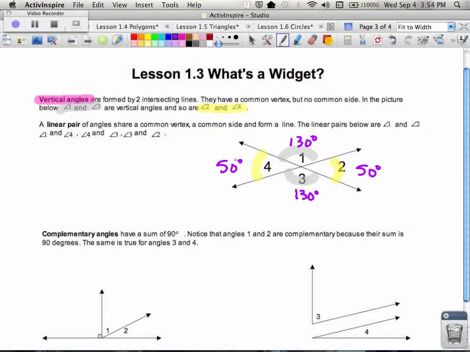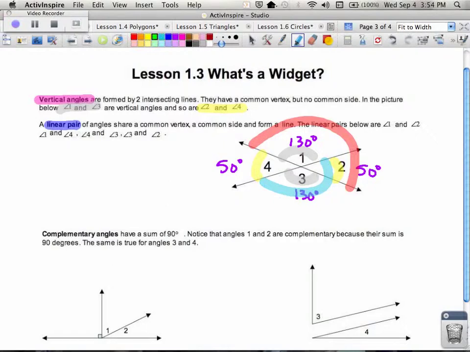Linear pairs, on the other hand, are those pairs which have a common vertex, just like the vertical angles, but they share a side and form a line. So for example, in the same picture that we were looking at, we have multiple linear pairs. Angle 1 and angle 2 together form a straight line, share a vertex, and add up to 180. But we also see that angle 2 and angle 3 form a straight line and also share a common side, that's a ray.